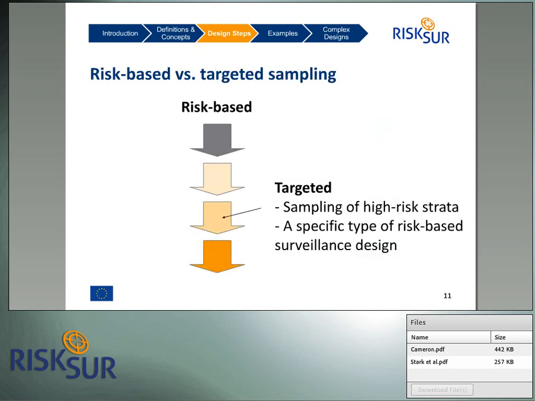When reading some articles on surveillance, you may come across the term targeted surveillance. This term is used in the context of selecting specific population strata. It was first used in the context of BSE surveillance. Targeted surveillance will always be risk-based surveillance, but not all risk-based surveillance will be synonymous to a targeted selection.